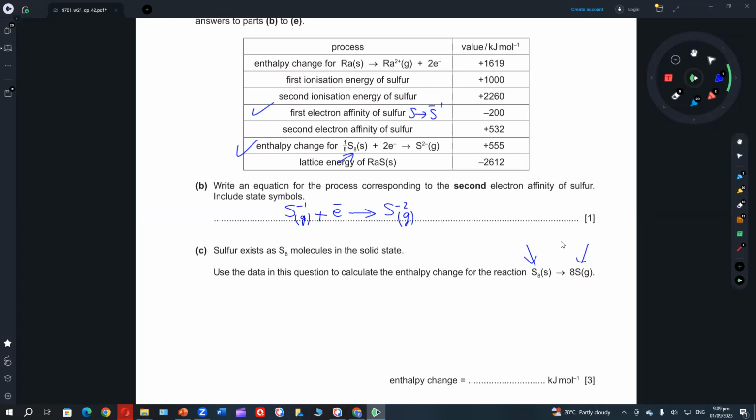atomization. Second electron affinity of sulfur is also given. So let me see S minus 1 to give me S minus 2. Do you think that this also fits in my triangle? Yes. Very good. So I have 3 equations in line with me.